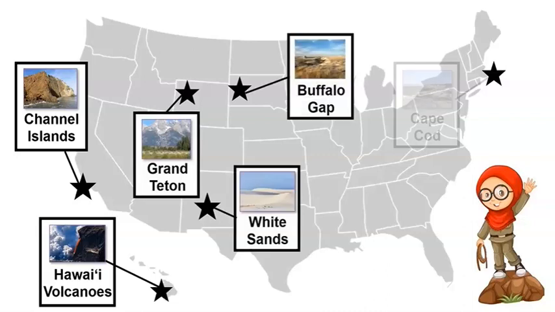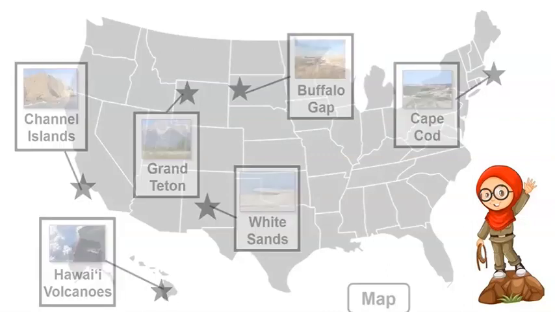Welcome back. Look at this map of all the national parks we visited in our last lesson. A map is a flat model of Earth's surface and features as seen from above. I love maps. Let's look at another one.